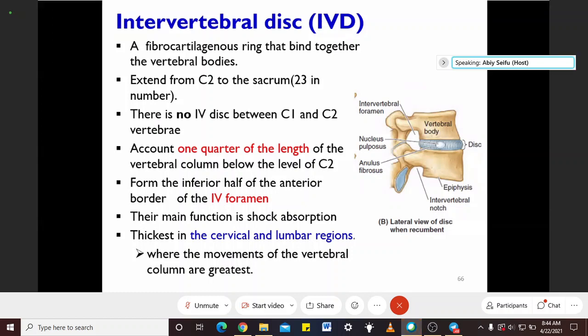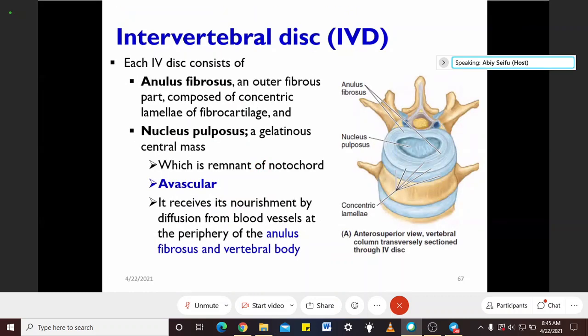As you have seen here, the disc forms part of the anterior and inferior walls of the intervertebral foramen. The anterior wall is formed by the body, and some part inferiorly is formed by the intervertebral disc, whereas posteriorly it is formed by the articular process.